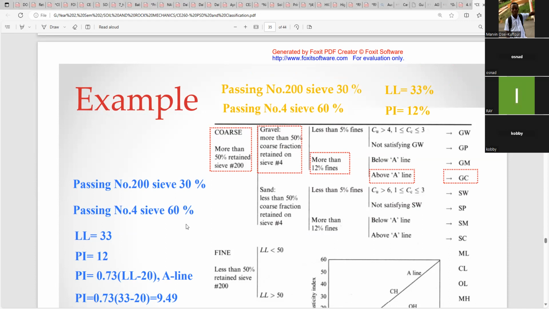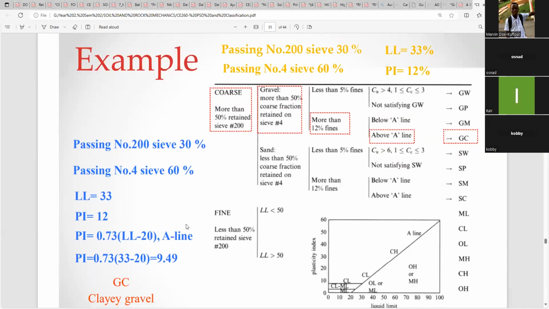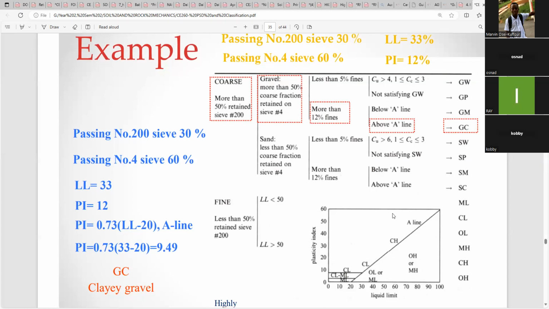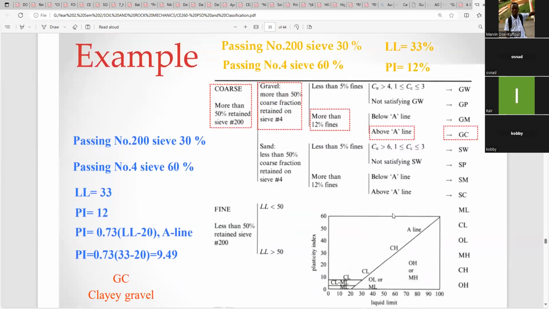I think it's the PI, the same equation. I think you get the same thing. Remember, we just solved one like that. So it will be above. Yes, above. Okay. So we are done classifying it. Was it clay gravel? No, the first one was clay sand. This one is clay gravel.